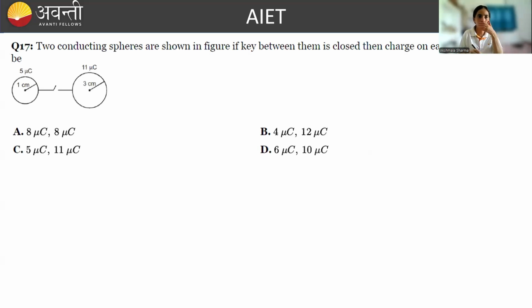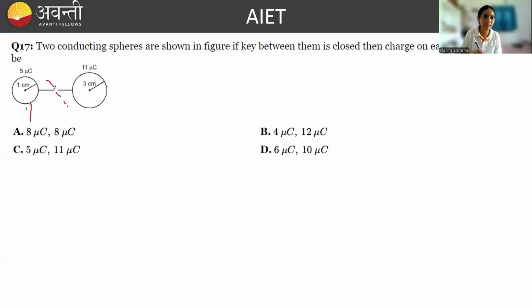Now let's do this question. Two conducting spheres as shown in the figure. If the key between them is closed, then the charge on each sphere will be. So this question we already discussed in the very first question. So the moment we close this key, what will happen? Because of potential difference, charge will flow from high to low potential such that finally their potential will be the same.